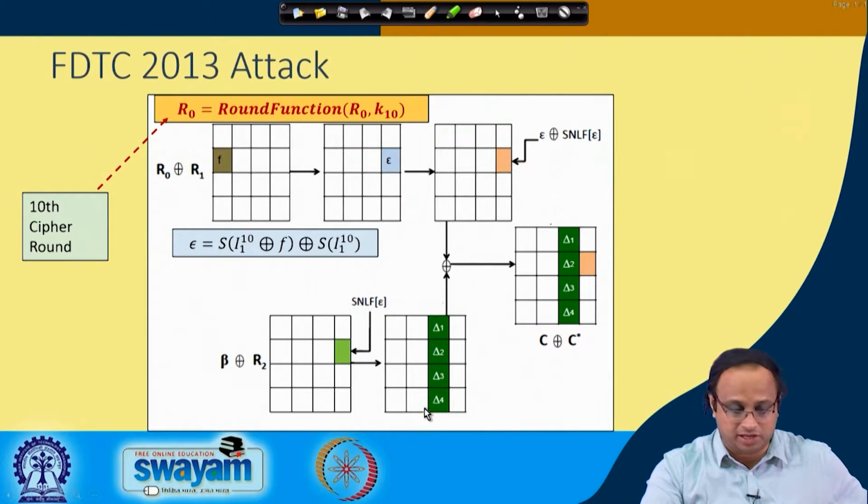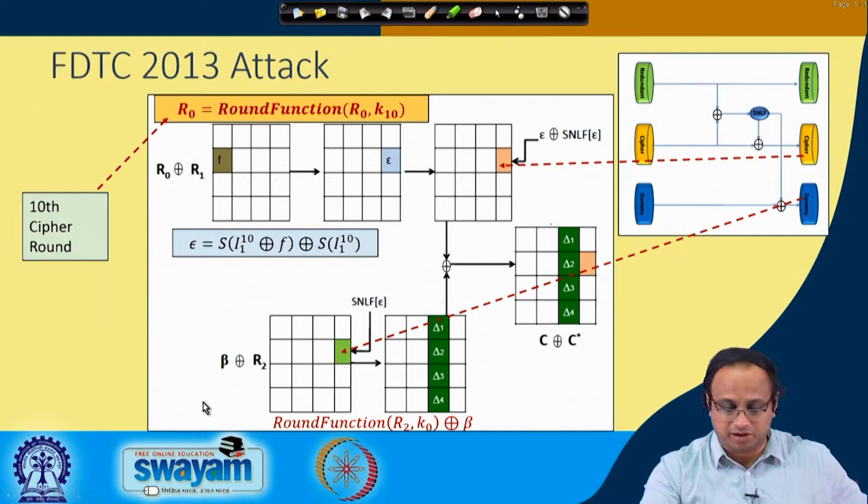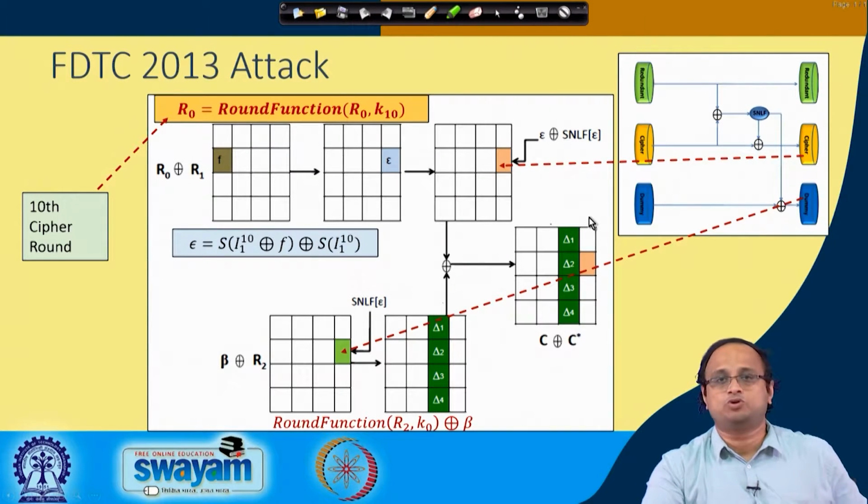If you go back and see the equation in the infective countermeasure, this is the line that I am talking about. You see that this particular XOR is XORed with R0, which is your actual cipher, which is essentially returned as your computed cipher. Because of this, the original cipher will also get further contaminated, and you will have this particular disturbance as a result. The interesting thing is that because of this shift, this pollution affects the third column, whereas this disturbance, epsilon XORed with SNLF epsilon, gets exposed to the adversary.